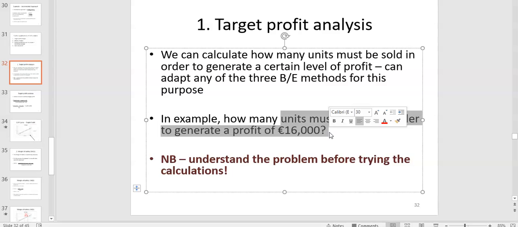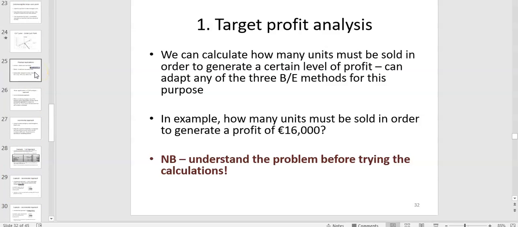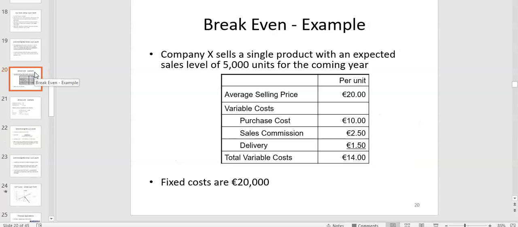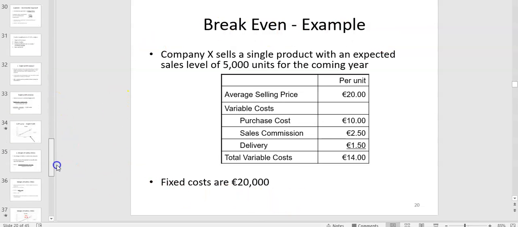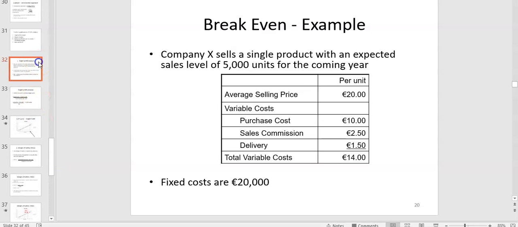Now again, try not to overcomplicate things. Think about in English what you're trying to do. Go back to the previous example that we had here. We're saying how many units do we need to sell of this to make a profit of 16,000? So try it yourself and think, what is going to be my answer here?